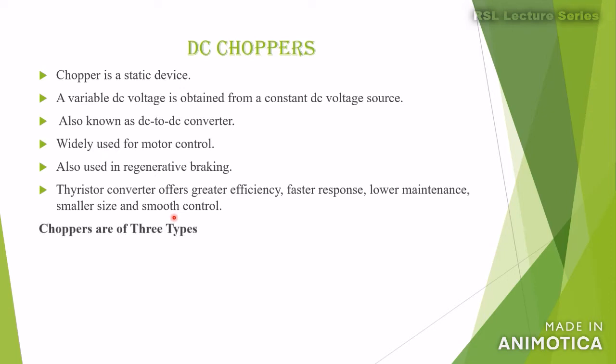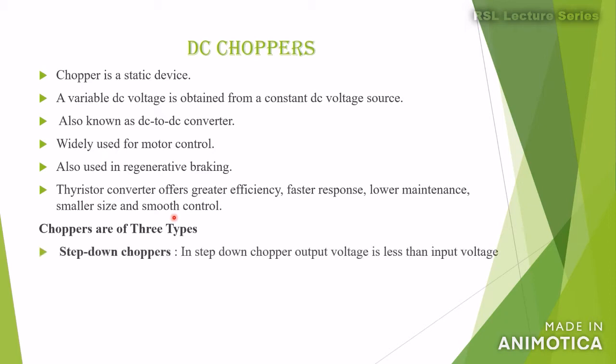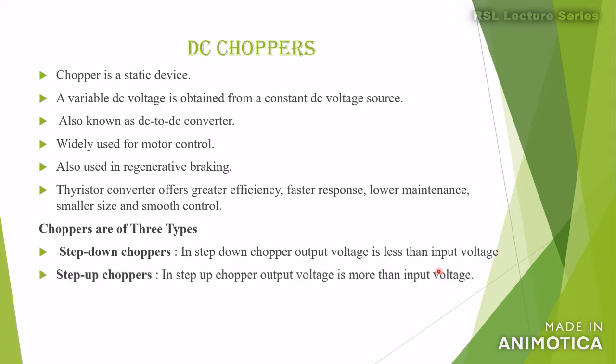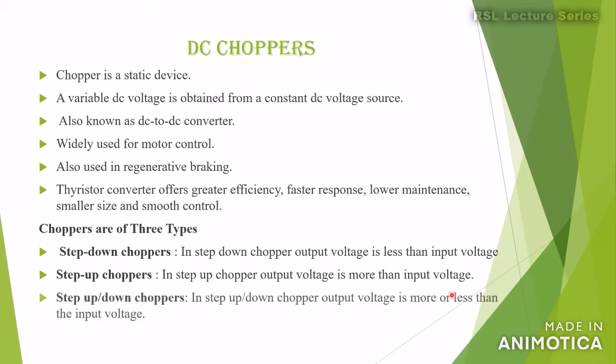Based upon the output voltage, these choppers are broadly classified into three types. The first one is the step down chopper. In the case of a step down chopper, the output voltage is always less than the input voltage. The second one is the step up chopper. In a step up chopper, the output voltage is always more than the input voltage. The third type is the step up down chopper. In a step up down chopper, the output voltage is either more than or less than the input voltage.